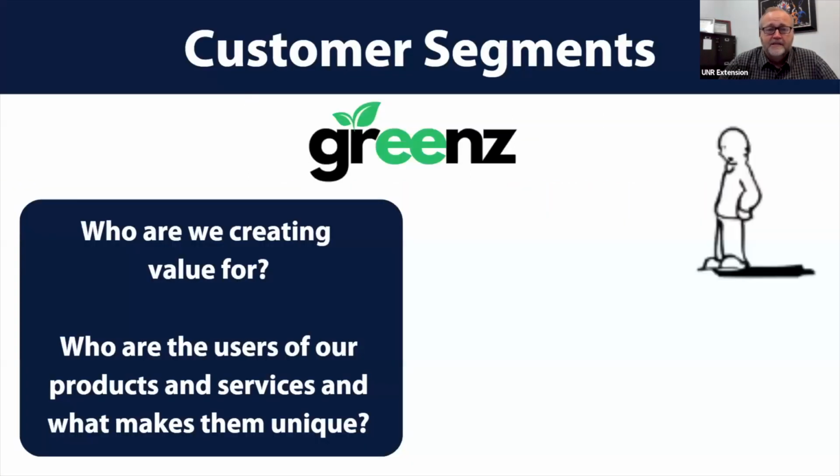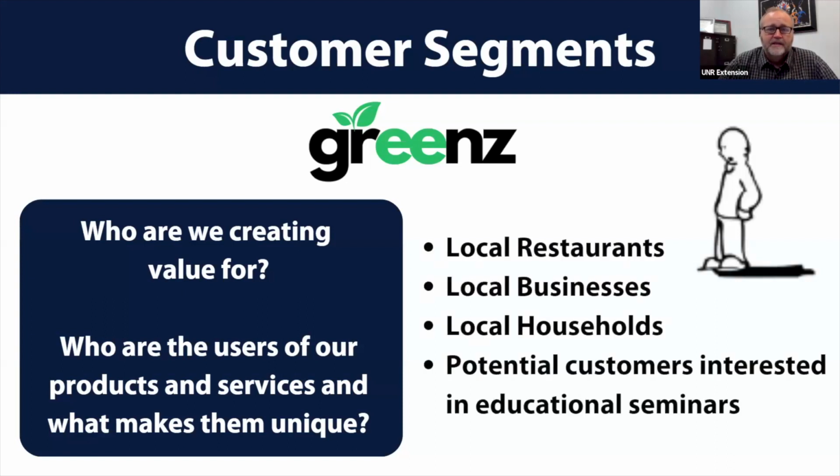So the first thing, like I said, is we go to our customer segments, which is on the far right of our business model canvas. Who are we creating value for? Who are the users of our products and services and what makes them unique? Okay, so in this case, Greenz is going to go after local restaurants. They're going to go after local businesses as well and local households.